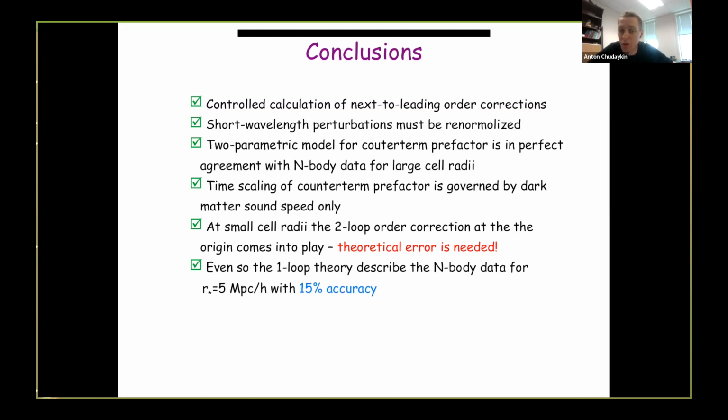And to find a reliable result, we need to include the theoretical error covariance in our model. And anyway, for 5 megaparsec, our model presents the worst case scenario of 15% accuracy. It's for the PDF for 5 megaparsec. Yes.